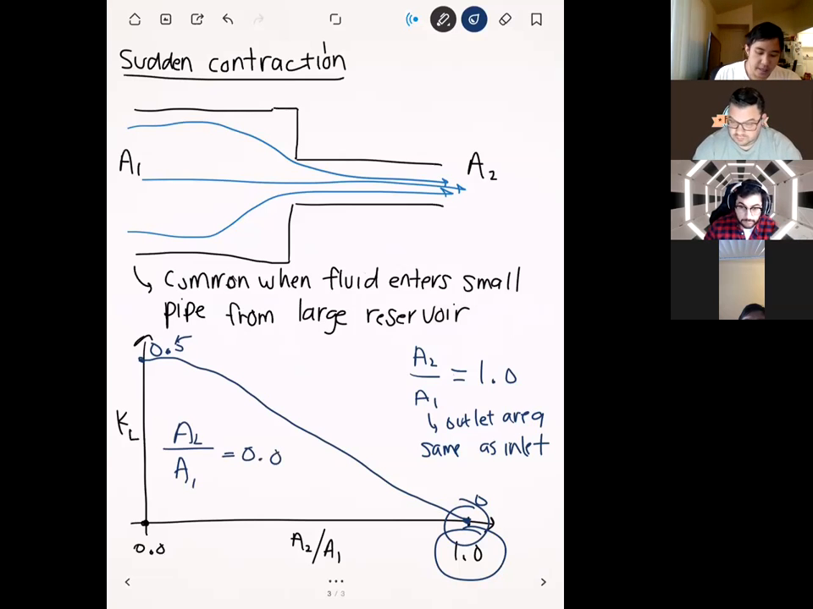And so the other extreme of this graph is on the left-hand side when A2 over A1 is 0. What this basically says is that A2 is just so small that when you compute the ratio between them, it's very close to 0. So you can never get exactly 0, but you can get something that's really, really close.